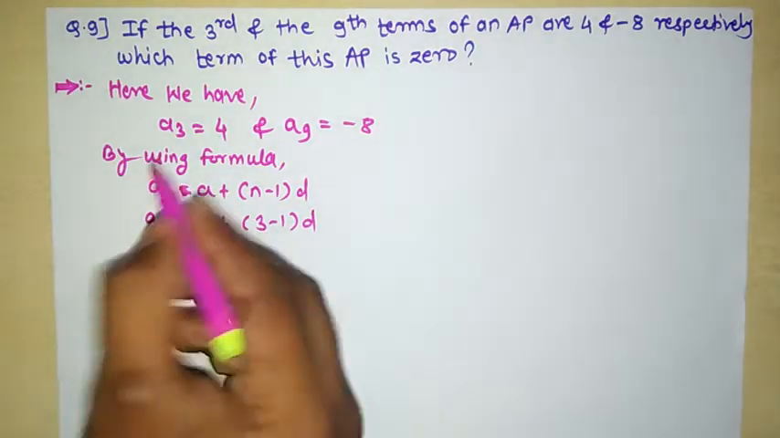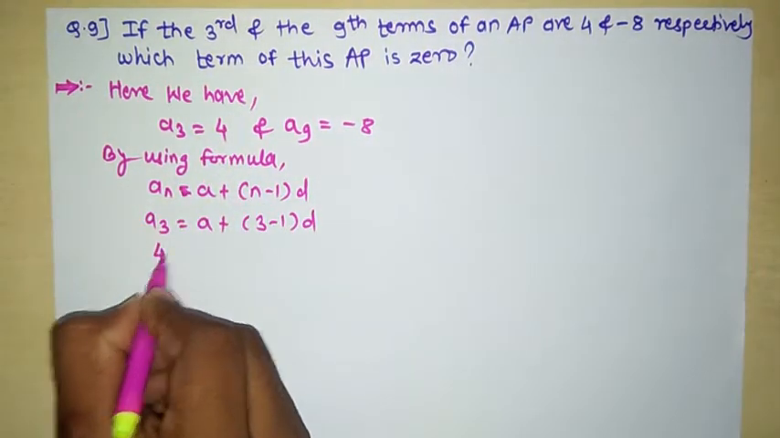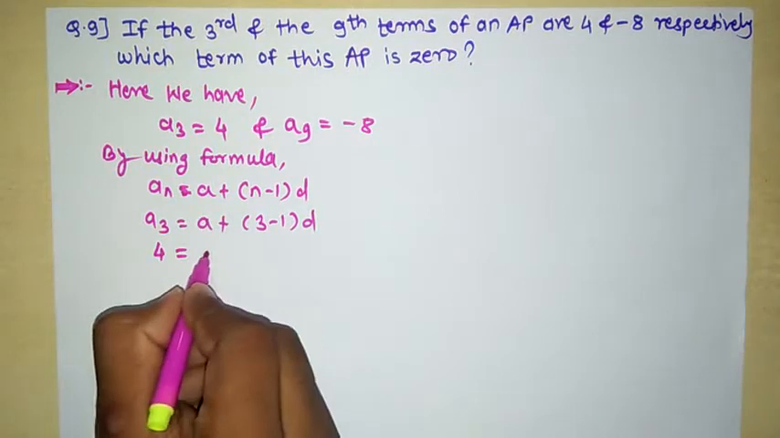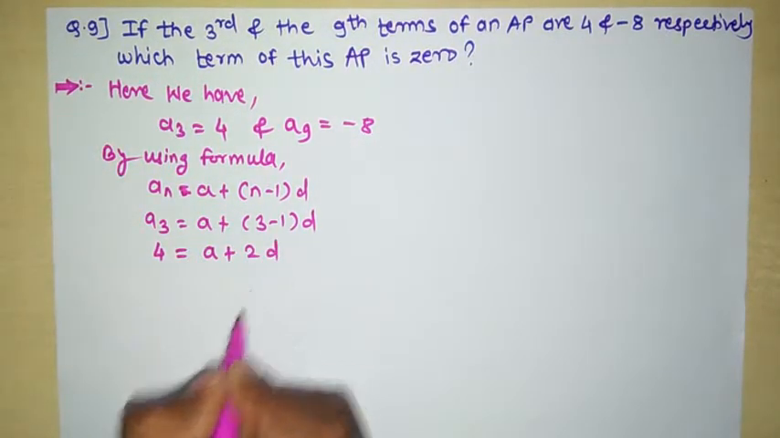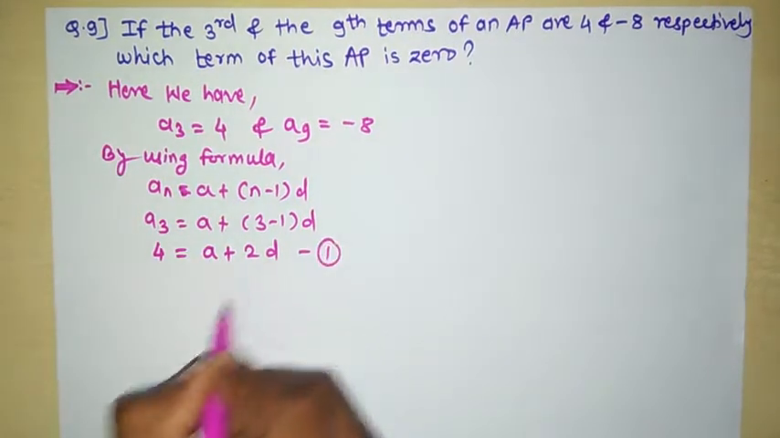Now we will put all the values. What is the value of a3 here? a3 is 4. Third term is 4 and the first term we don't know. a plus 3 minus 1, which is 2, into d as it is. Write it as equation number 1.